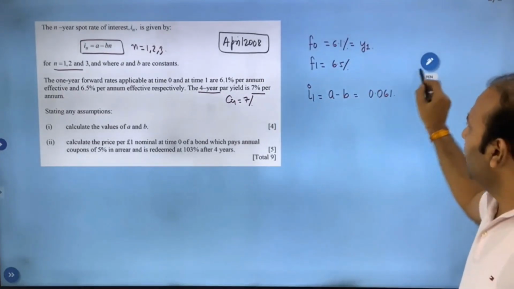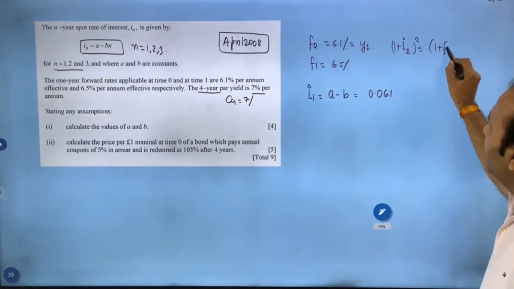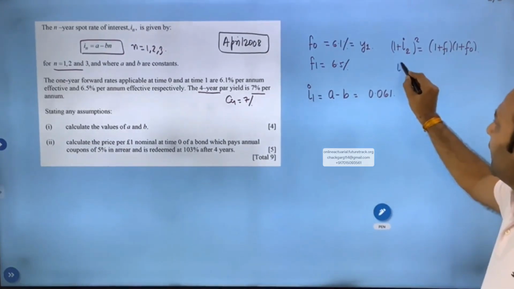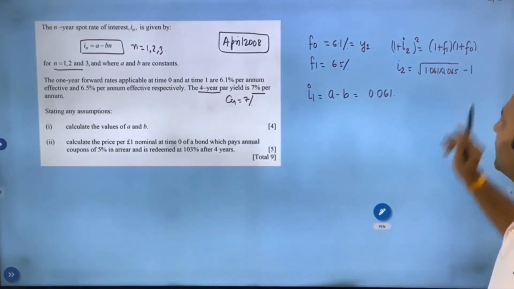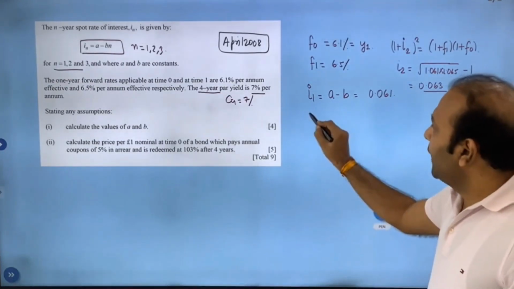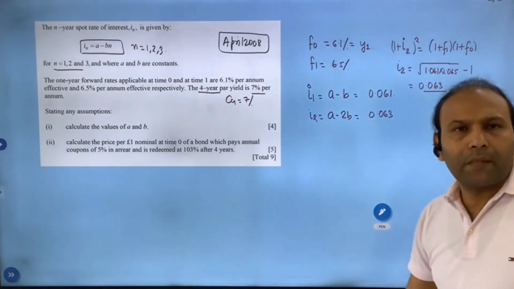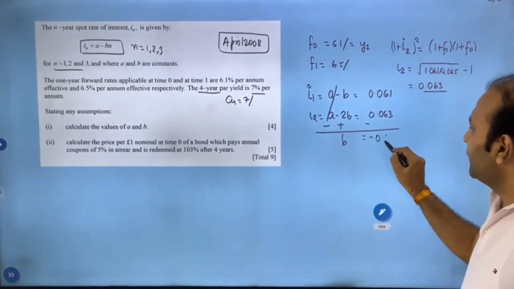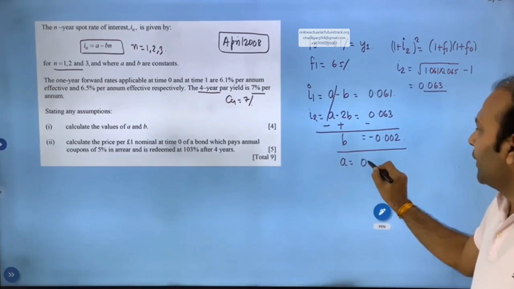Class, from F0 and F1, can I find I2? My I2 is what? (1 plus I2) square is (1 plus F1) into (1 plus F0). Can I say? So class, my I2 will be the square root of 1.061 into 1.065, minus 1. So class, when you solve this, we get 0.063. Fine. So class, my I2 is equivalent to A minus 2B, which is equal to 0.063. Right? So class, solve these two equations, minus plus. This will get cancelled. B is equal to minus 0.002. Fine. And class, when you put B's value, you will get A equal to 0.059.